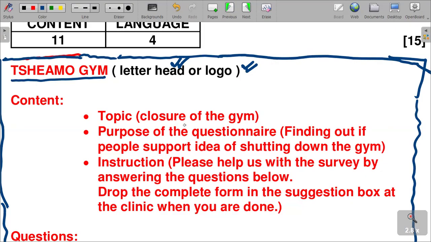And then the content topic is closure of the gym. And then we are saying the purpose of the questionnaire. You are just pointing out, you put them like the way I'm putting them right now. Purpose of the questionnaire: finding out if people support the idea of shutting down the gym. You are putting them there. And then instruction: please help us with the survey by answering the questions below. Drop the completed form in the suggestion box at the clinic when you are done.